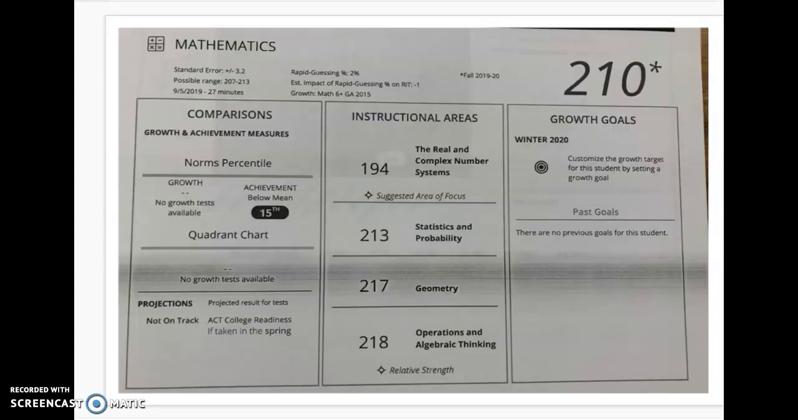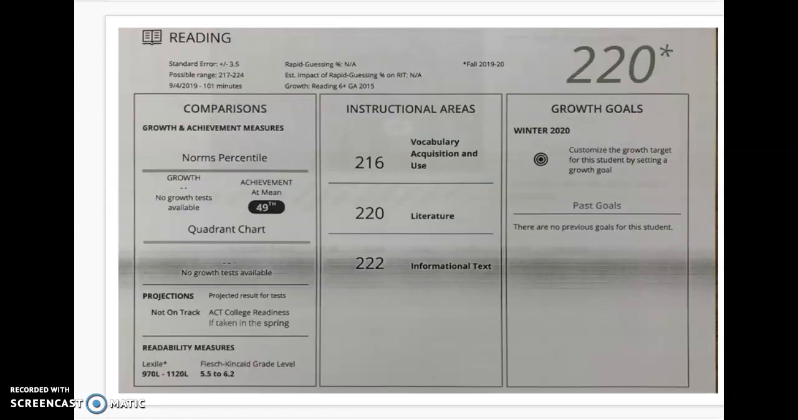All right, so the next report that we need to look at is the MAP for reading. It's organized the same way. The possible score range for this student was 217 to 224. They took 101 minutes on the reading, so they really took their time with this. And there was no rapid guessing, so there's no impact on their score. Again, you've got this comparison where you have norms, but you also have projections and the readability measure, which is going to give you a couple more data points to look at.